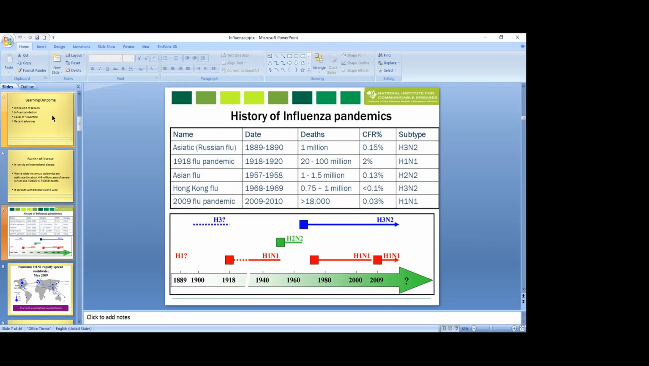This was the history of different influenza pandemics, which occurred, like the Russian flu, 1918 flu pandemic, Asian flu, Hong Kong flu, and 2009 flu pandemic, and these are the years. The last pandemic which was reported is 2009 to 2010, and you can see that there are different subtypes of influenza virus present in these pandemics. There are different strains of the viruses.